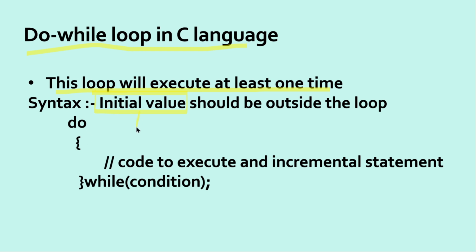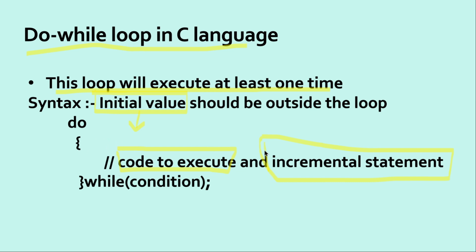Then first we will come in the do section. So the code written in this section will be executed, and in this section you will write an incremental statement according to your program. The incremental statement will be written here, and that will increment the initial value so that we can check that incremental value with the condition.